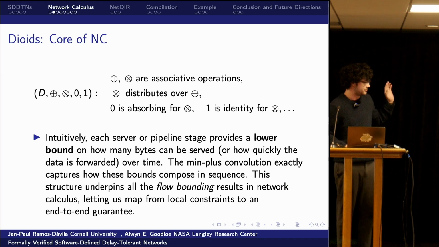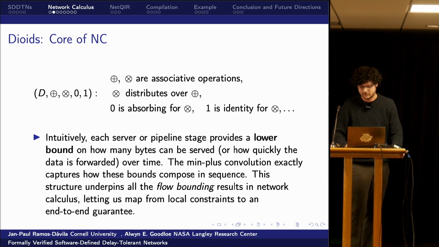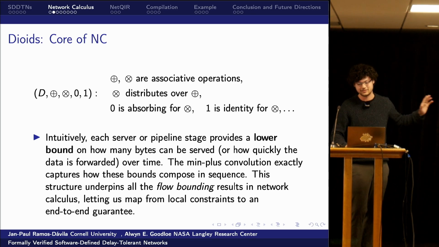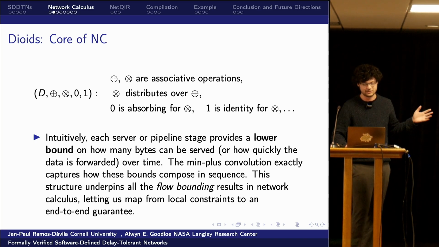All right, so here we get to it. Diodes are going to be the core of this network calculus. So we have the O+, which is typically just min.